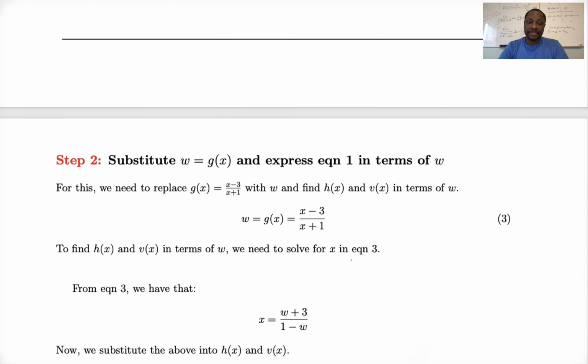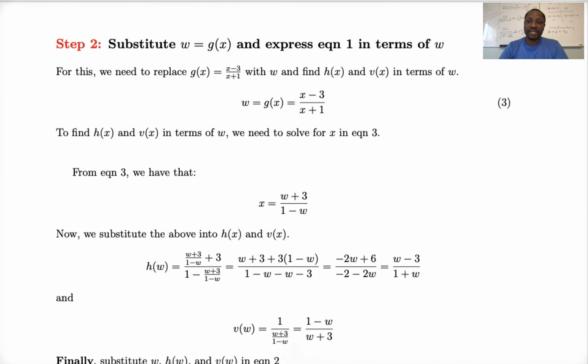The next step requires us to replace g of x with a different variable. In this case, I chose w. You can choose any variable you want to use. You just need to use a variable other than x. So it says substitute or replace g of x with w and express equation 1, that's the original equation given, in terms of w.